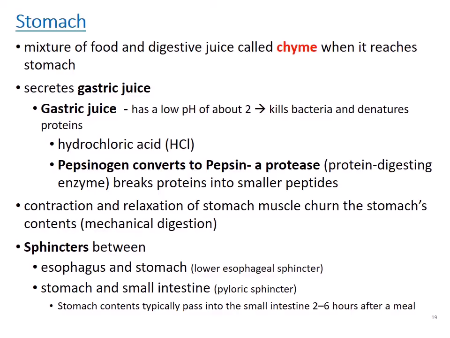And then the stomach secretes gastric juice. Gastric juice has a low pH, so it's acidic. This helps kill bacteria and denature proteins. And this includes hydrochloric acid and pepsin, which is a protease. A protease breaks down proteins into smaller peptides. So still chains of amino acids, just smaller chains of amino acids.